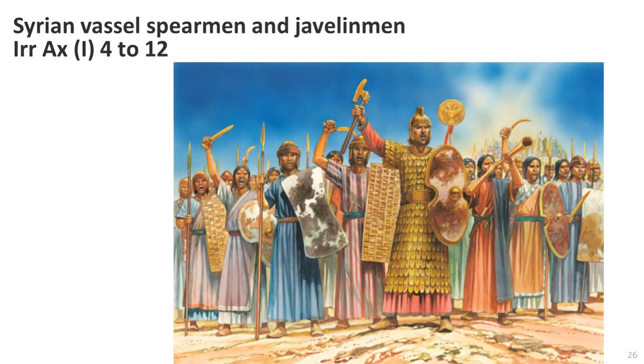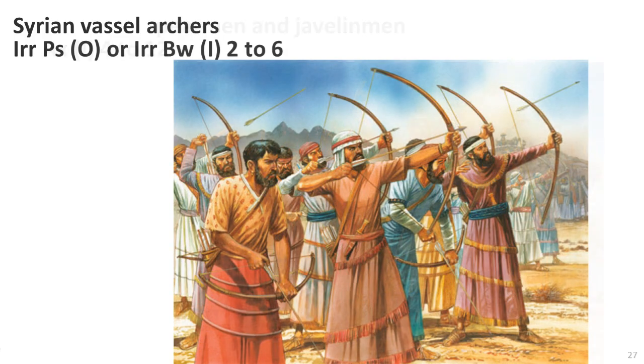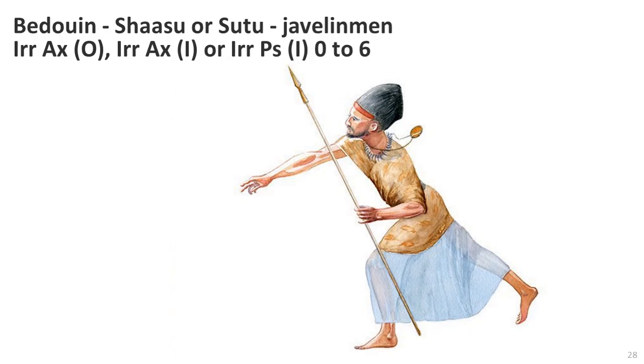A large part of the army at Kadesh would have consisted of Syrian vassal spearmen and javelin, armed with a spear and shield. Supporting the vassal spearmen were the vassal archers, armed with a bow and fighting as skirmishers or in close order with the spearmen as required. There would have been a reasonable number of subject and allied skirmish troops armed with spears, javelins, fighting as skirmishers, or with a shield and capable of melee combat.